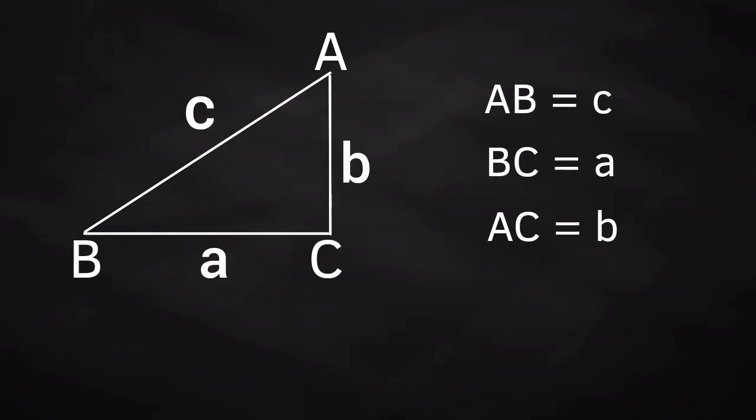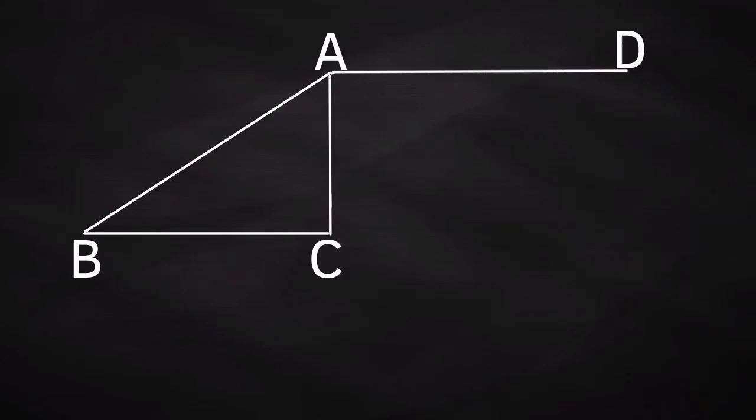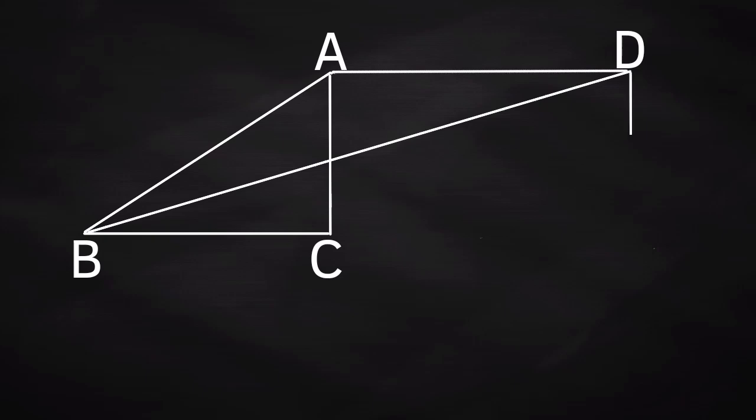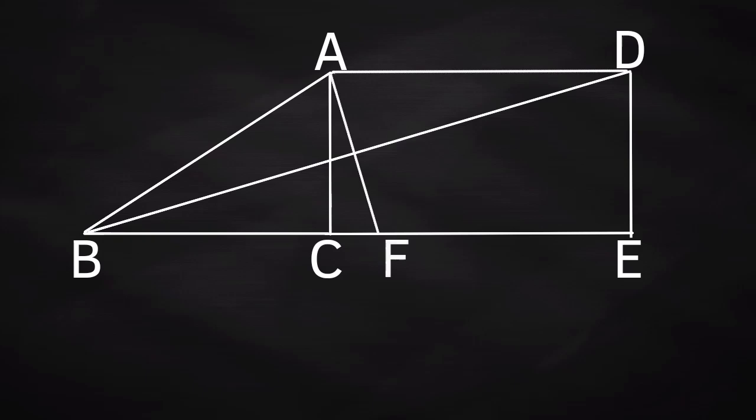We start with a right angle triangle ABC of lengths as shown in the figure. First, let's add some constructions to the figure. Through A, draw AD parallel to BC and equal to AB. Next, join BD. Draw DE parallel to AC and produce BC to E. Finally, join AF such that BF has the same length as the hypotenuse AB.